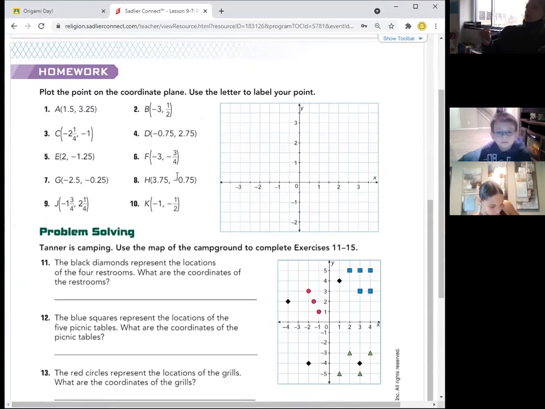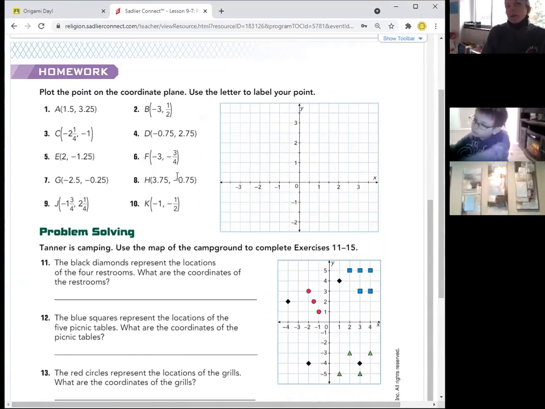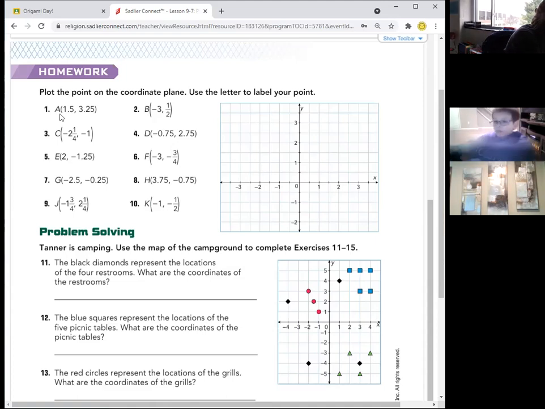Could you please use an alternative color besides a pencil? It's a little too hard to see. I want to give you instruction on how to plot the point and label it in a way I know that you know what point was put in that spot. So for point A, we're going to be labeling it at the location 1.5 on that X value and 3.25 on that Y value, right?